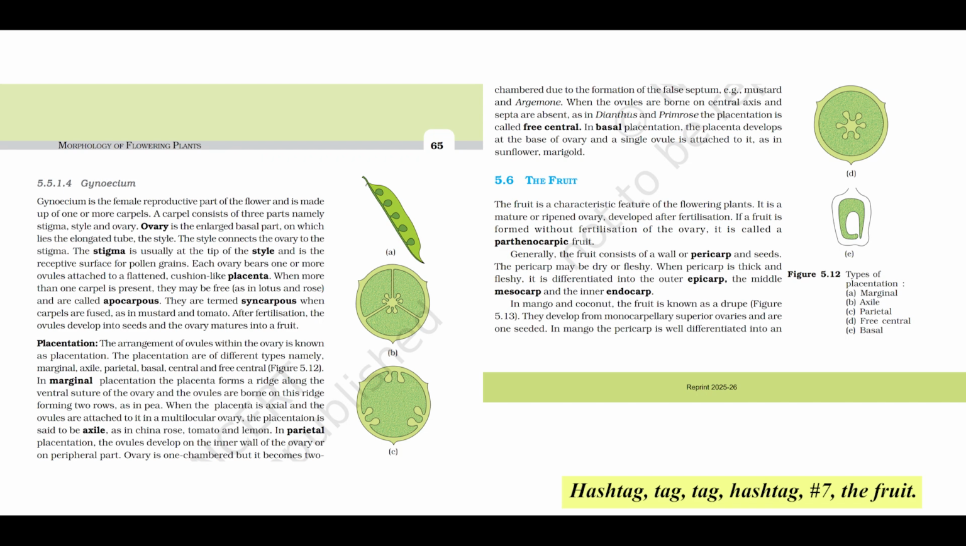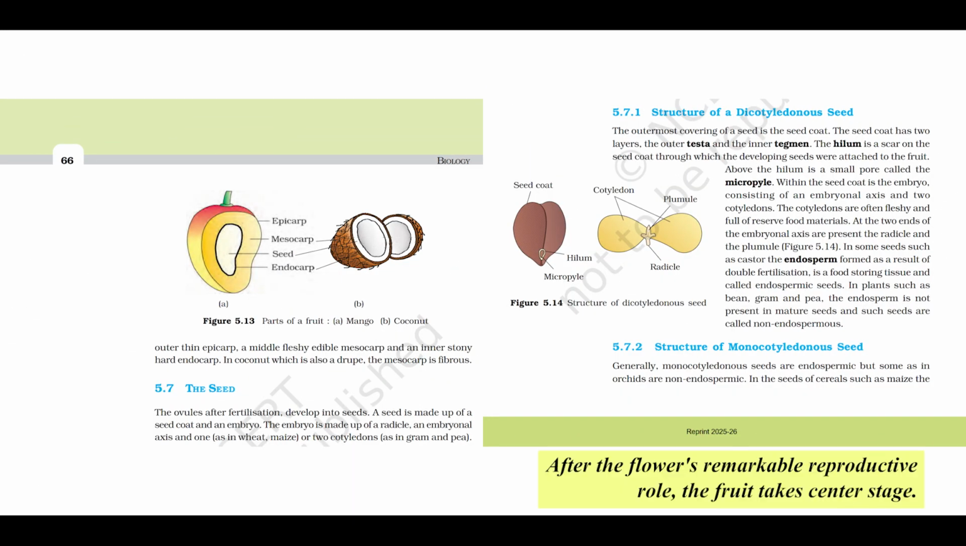The fruit. Right. After the flower's remarkable reproductive role, the fruit takes center stage. It's often a delicious reward for us and clearly a clever dispersal mechanism for the plant. What precisely defines a fruit, botanically speaking, and what are its key components?